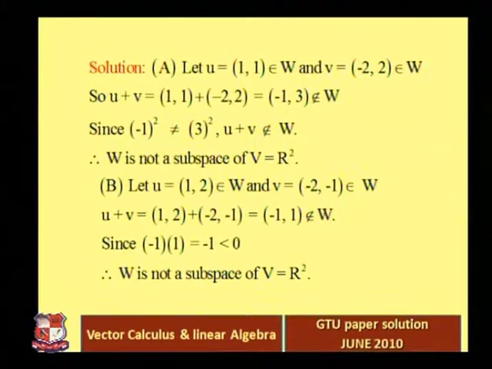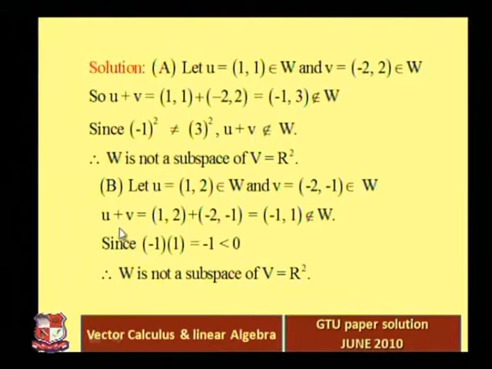Here is the example. This (1, 2) belongs to W because 1 into 2 is 2, greater than or equal to 0. (-2, -1) also belongs to W, correct? Because -2 into -1 is also 2, right? So the multiplication of the two coordinates is greater than or equal to 0 in both cases. So that's why u and v belong to W.